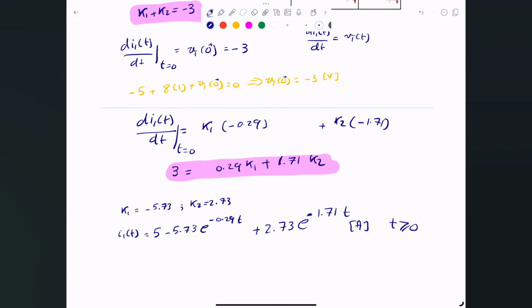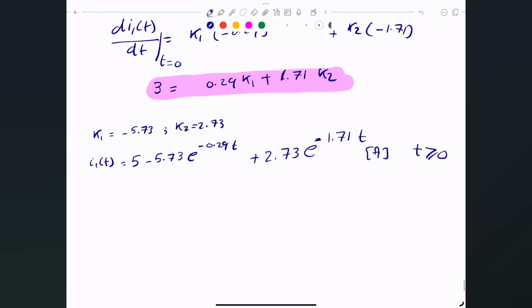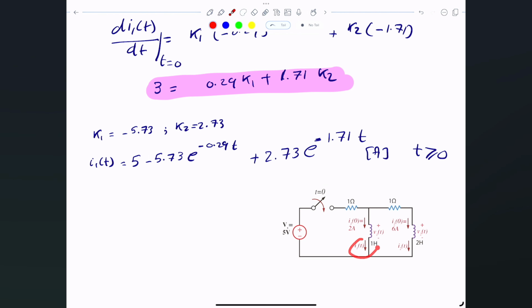So we were able to figure out the current flowing through that inductor. We were able to figure out what I1 of t is here, and the question is also asking us to figure out V1 of t. But based on the rule, V1 of t is simply L times dI1 of t divided by dt, but our L in this particular case is 1 Henry, so all you have to do is just take the derivative.